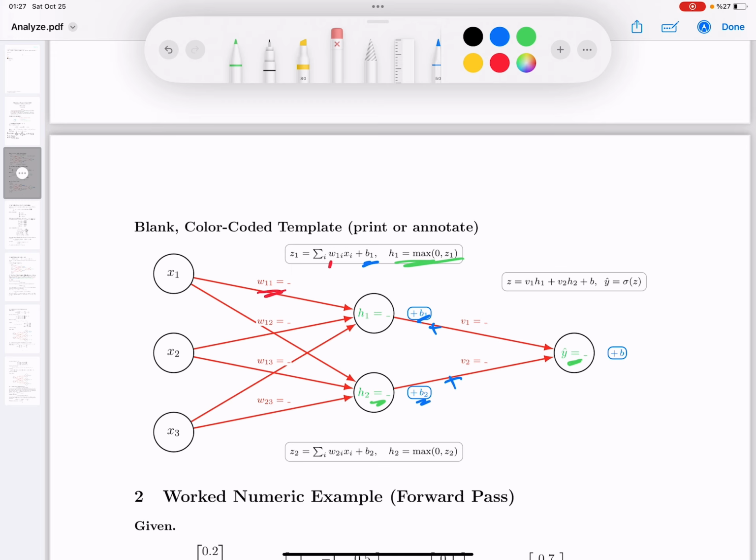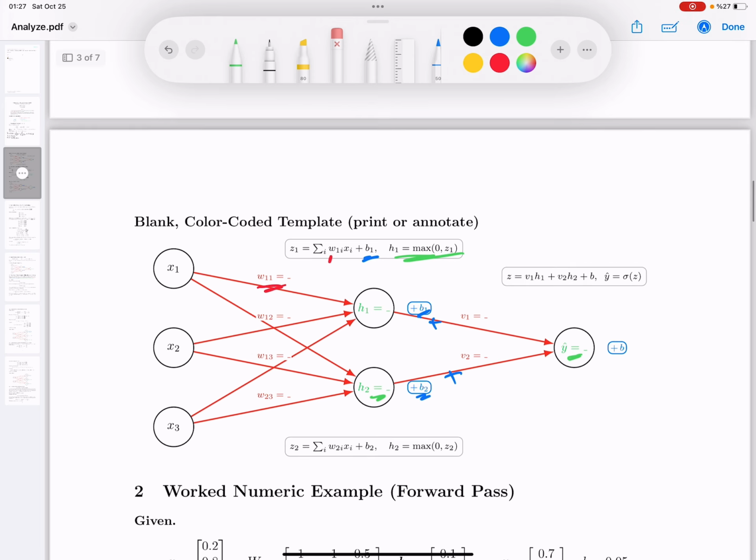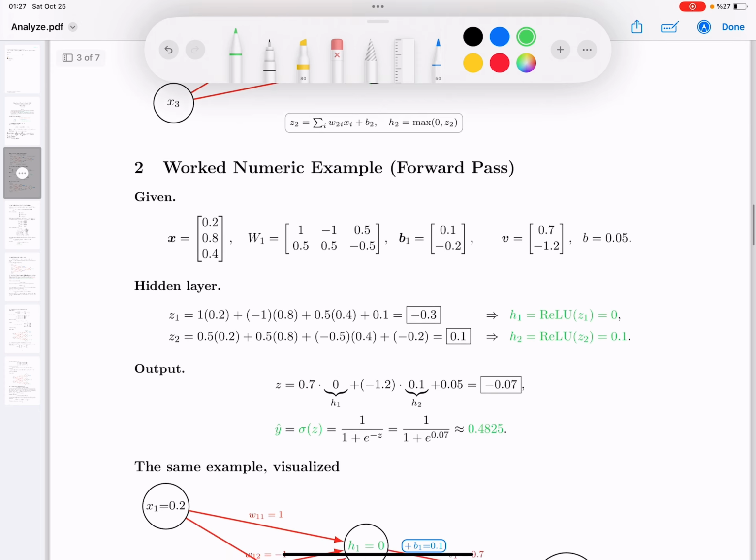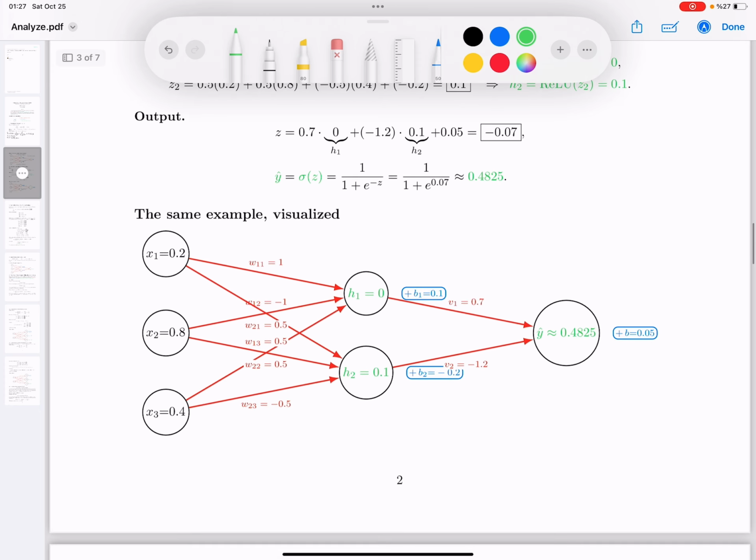You feed x1, x2, x3 to the hidden neuron, multiply those by its red weights, add the blue bias, then apply the rule, like ReLU. You can develop your own rule, and the number gives the output, maybe 0,1. Here's an expanded example.